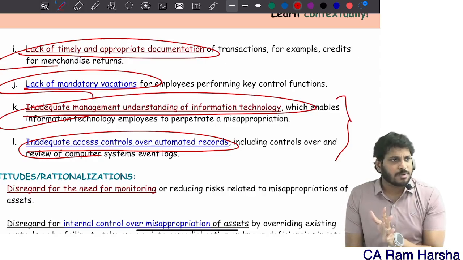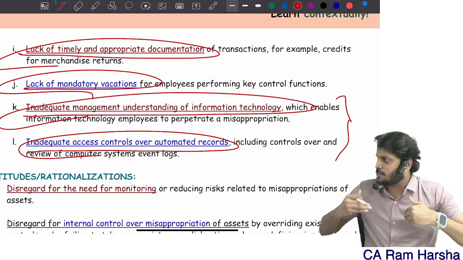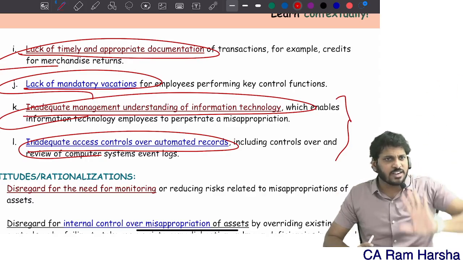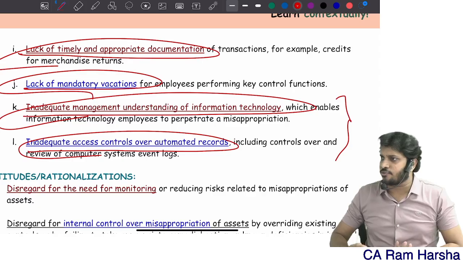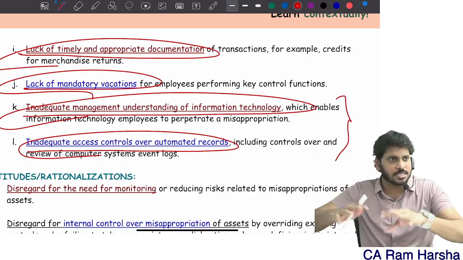Suppose I want to place a purchase order. Suppose you are the purchase manager. You placed the order. It will not go to the vendor. First it has to be approved by the CFO, or the finance manager. In their system it will reflect.